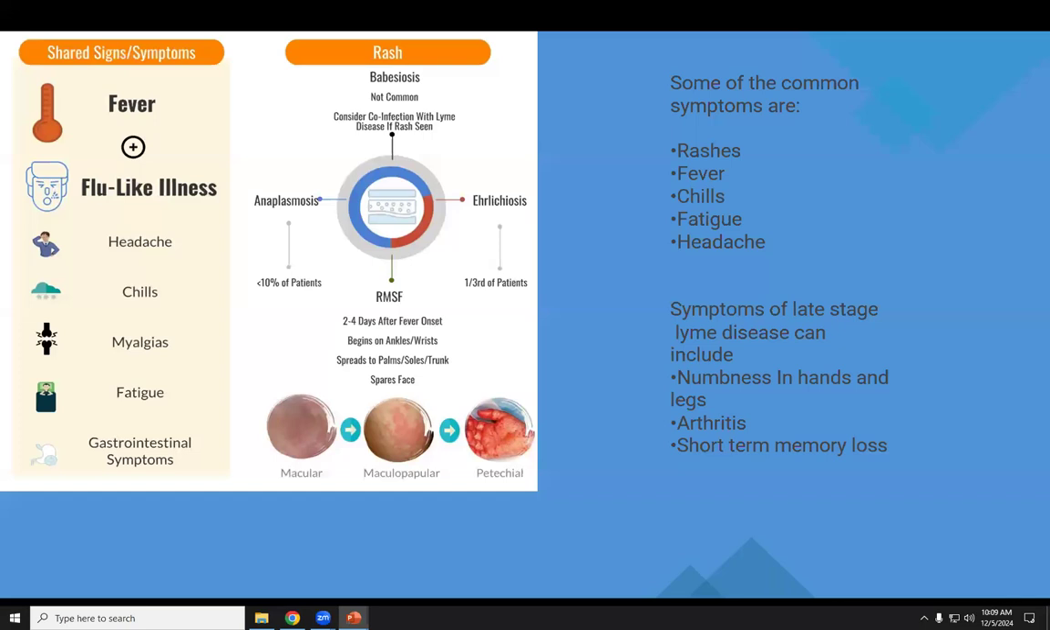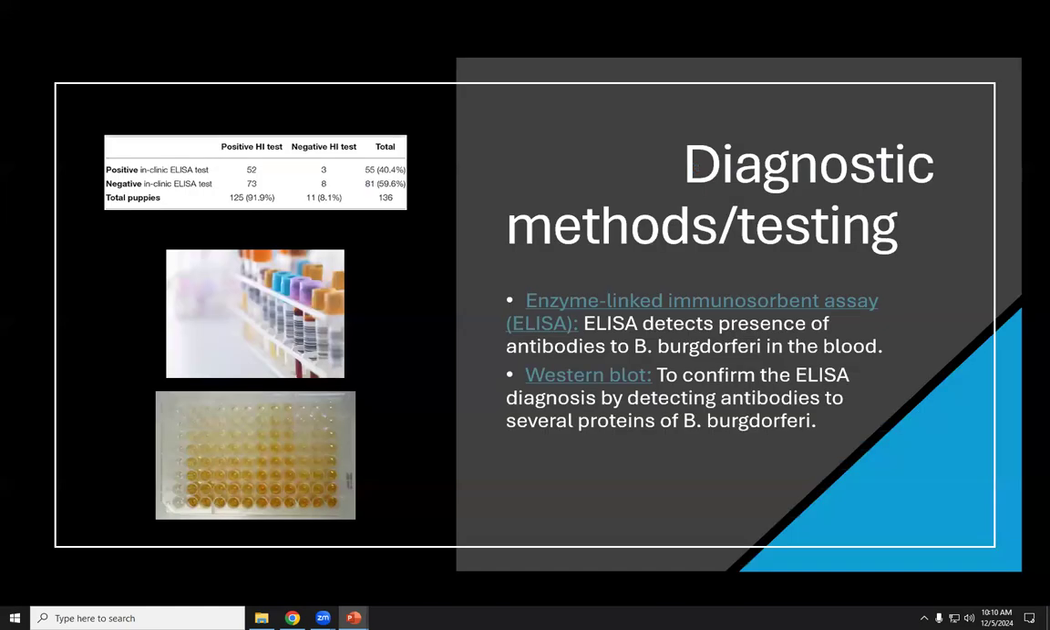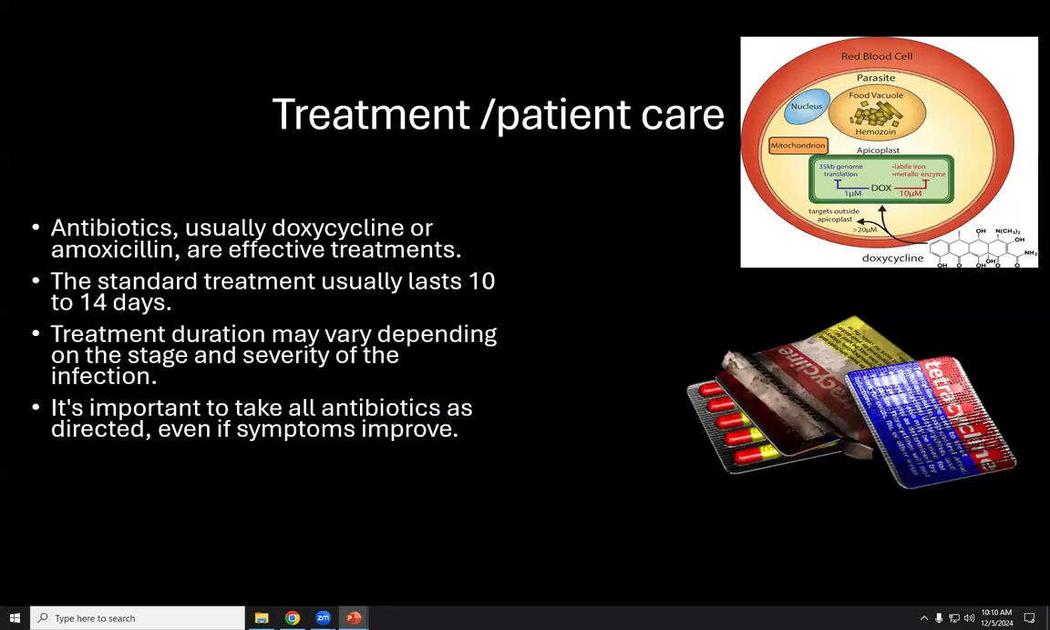Symptoms, if you get bit by a tick, are like common cold symptoms, but you get fever, headache, chills, fatigue. For diagnostic testing, they use the ELISA test. They do a blood test to determine the antibodies, and then they do the Western blot test to see if the ELISA actually detected antibodies. The treatment is usually doxy and amoxicillin. Those are the most effective. Usually treatment is 7 to 14 days, depending on the severity of the bite.